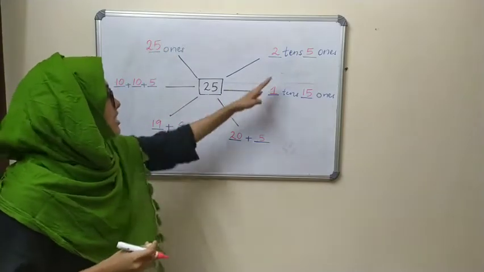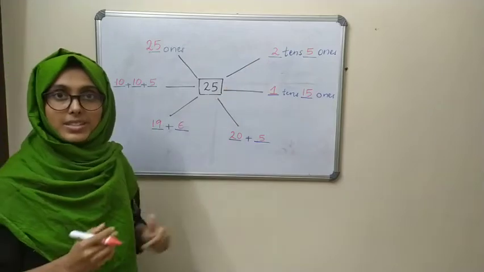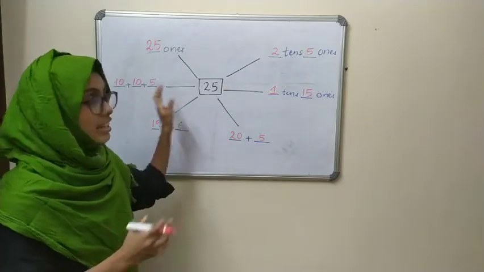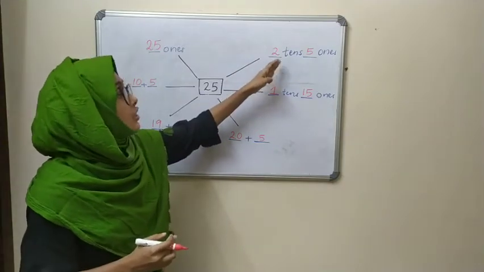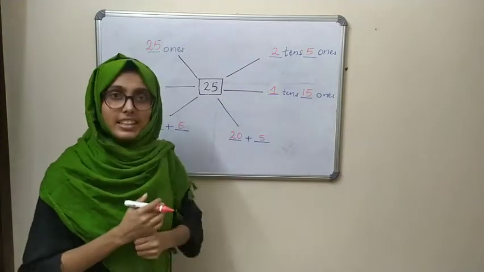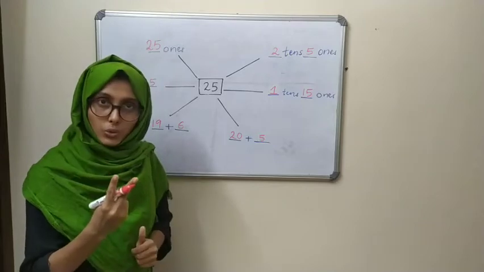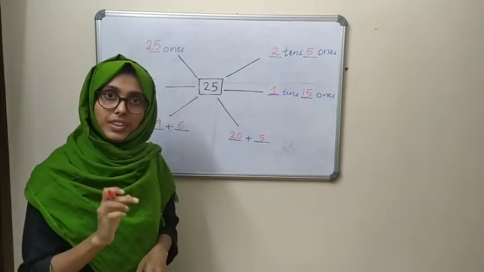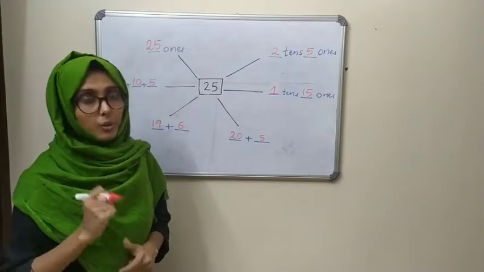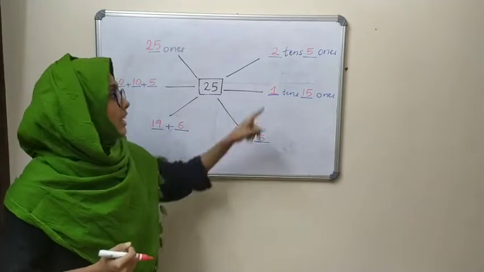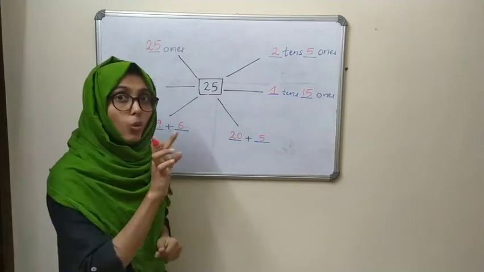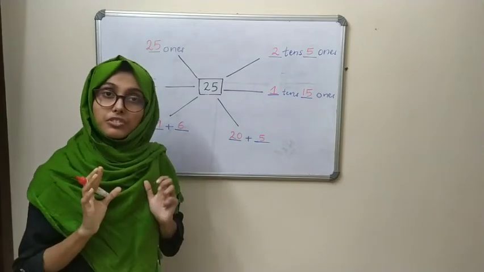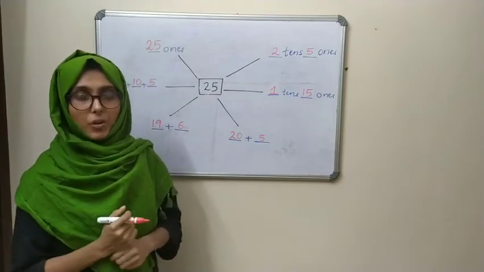So there are 6 ways. We wrote 25 in so many ways, isn't it? So first one is 2 tens and 5 ones. That is, you have 2 10 rupee notes and 5 1 rupee coins. So 25. Here 1 tens and 15 ones. So you have 1 10 rupee note and 15 1 rupee coins.